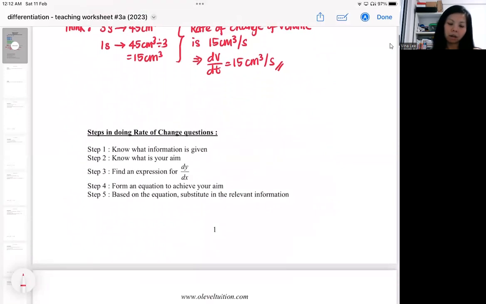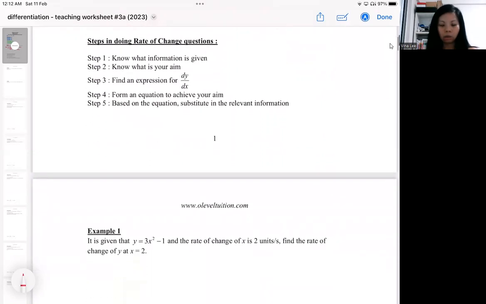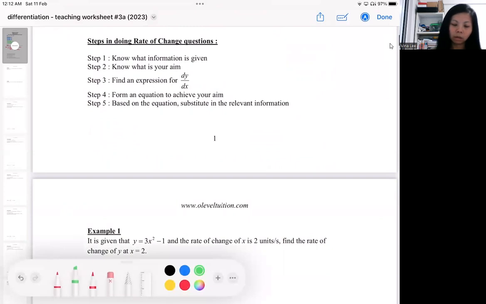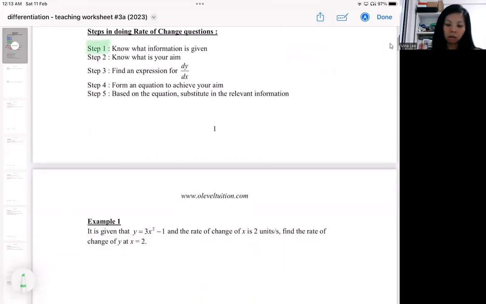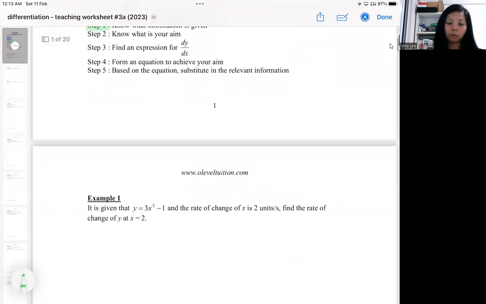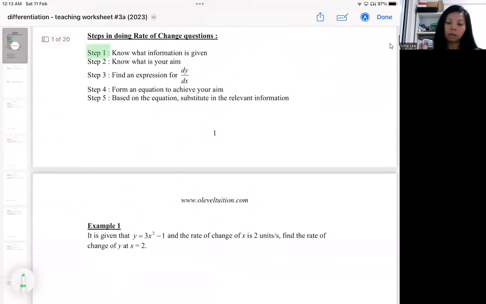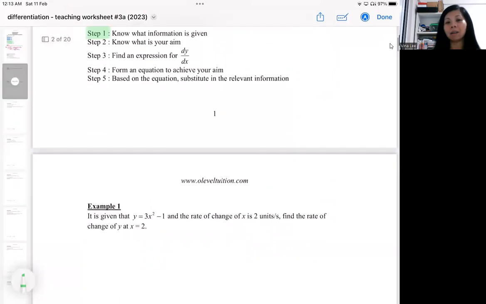If you look, I listed out the main 5 steps that you will need to use for the basic rate of change and for the connected rate of change. So I'm going to try to apply this into the example. So if you look at step 1, you can turn back to your notes as I'm on page 2. Try to refer back to the steps. The first step is trying to tell you, you must know what information is given.